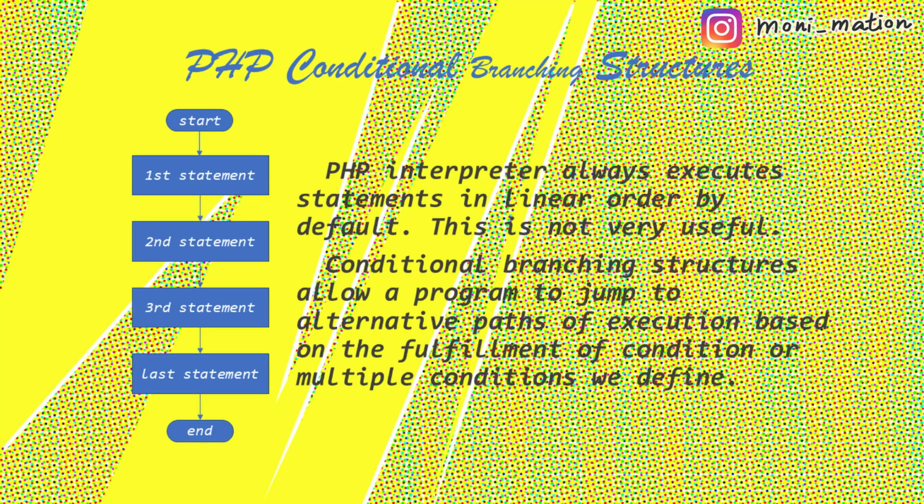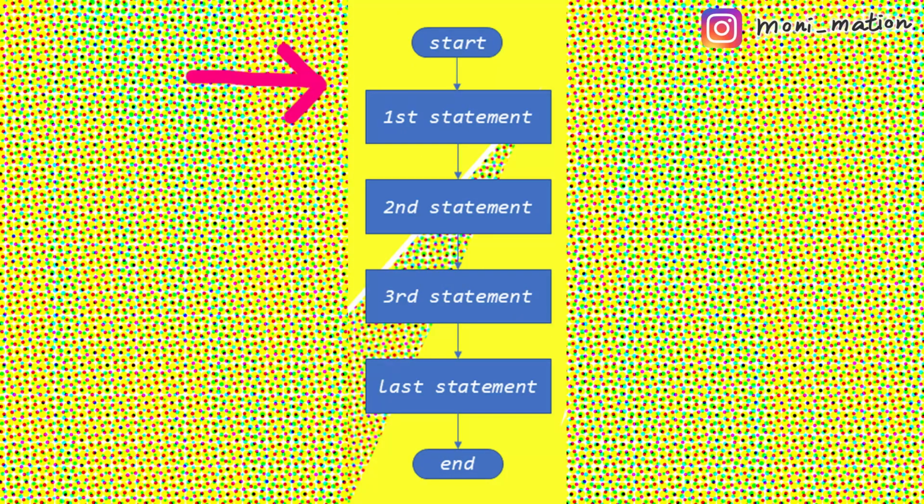PHP interpreter always executes statements in linear order by default. That is, it starts executing from the first statement, and then the second statement, and so on, until it reaches the last statement in the program. This is not very useful.